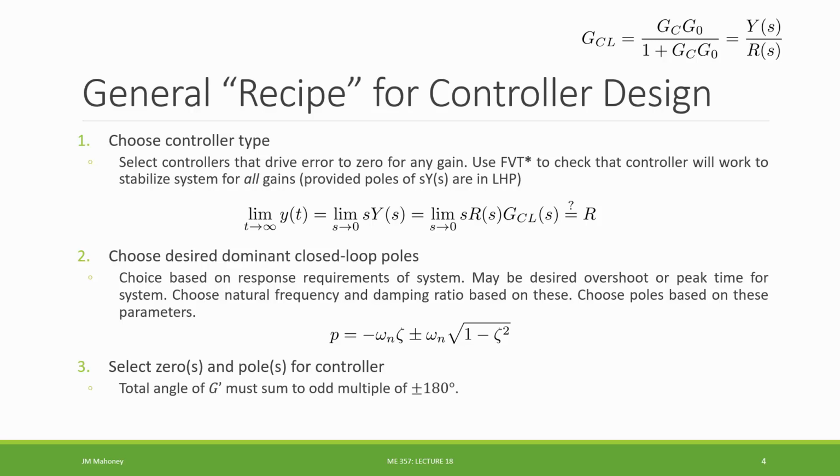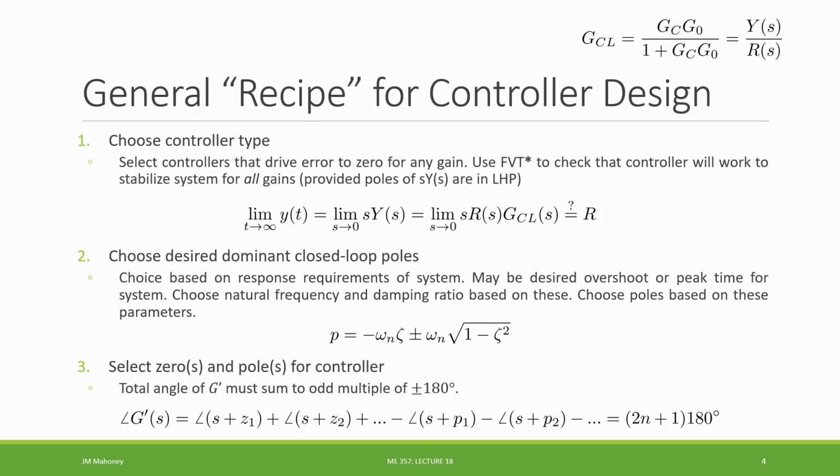We want the total angle of that G prime, or that root locus transfer function, to add to an odd multiple of 180 degrees. So again, we look at this G prime, which is going to be the controller times the plant without the gain. And we're going to add the angles of the zeros of that, and subtract the angles of the poles of that. And we want it to be 180 degrees, or an odd multiple thereof.